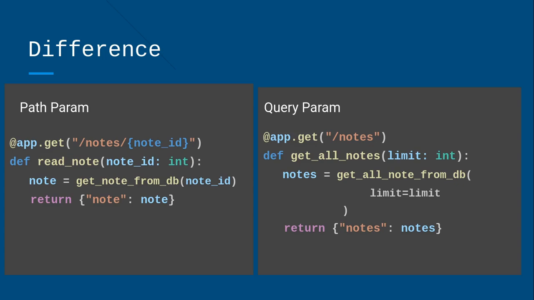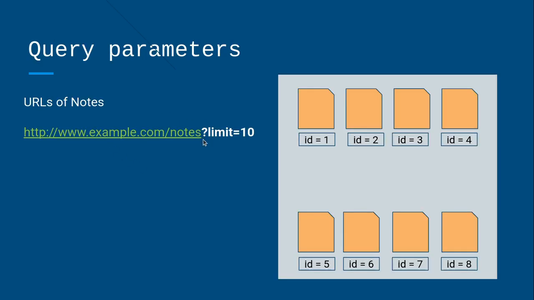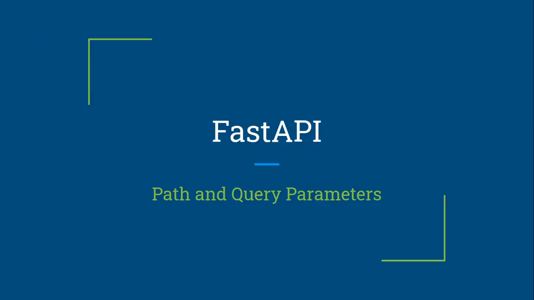Another difference is a query parameter always comes after a question mark, but a path parameter comes after a forward slash. And this was all for path and query parameters.